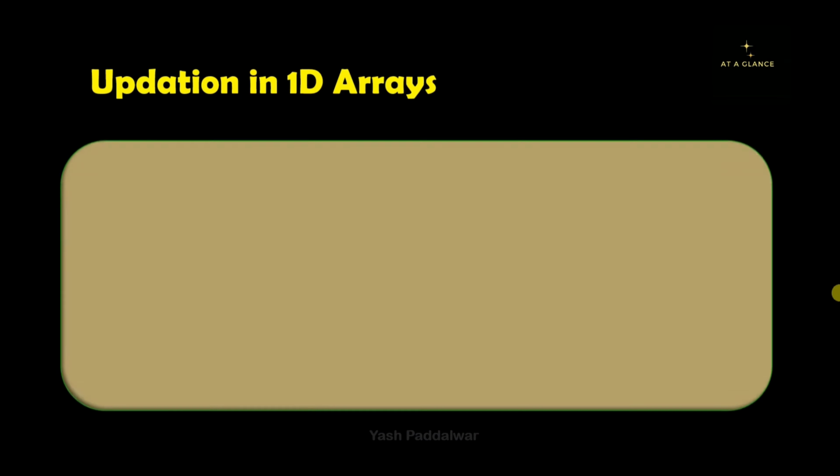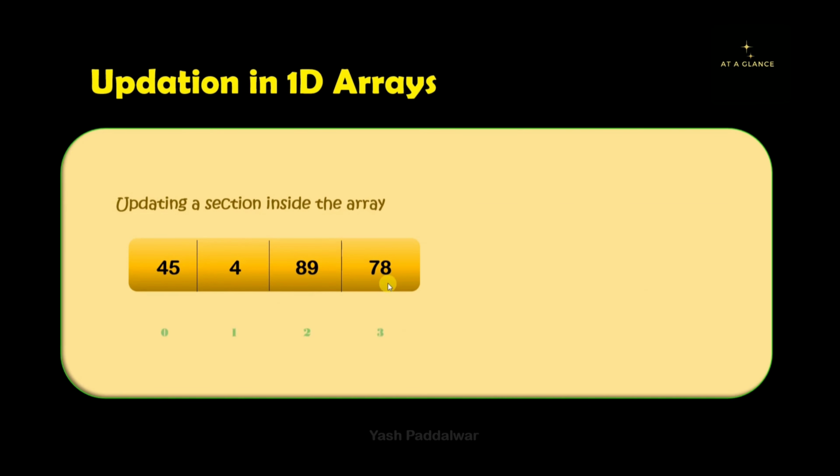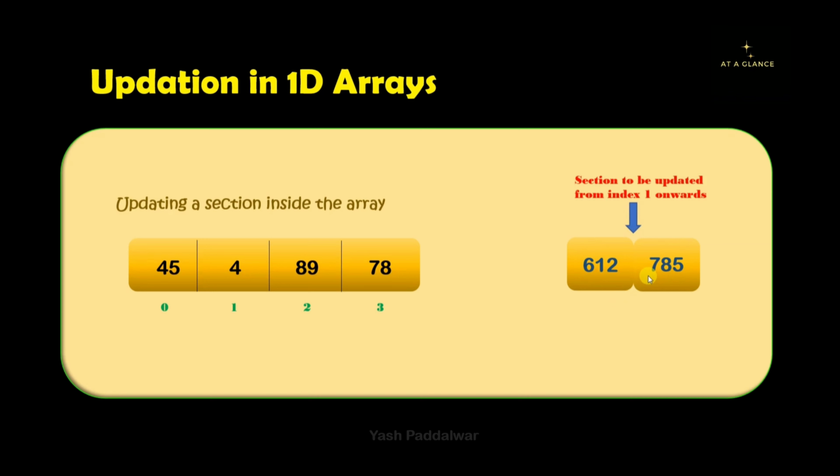Now that we have seen how to update a particular element inside the array, it's time to go a step ahead and learn how to update a particular section or a part inside the array. So let's consider an example in which we have taken an array of 4 elements, and we are going to update a section into it with a new section which is given here. The section contains two elements, 612 and 785, and we are supposed to replace it with the existing section which is located at index 1.